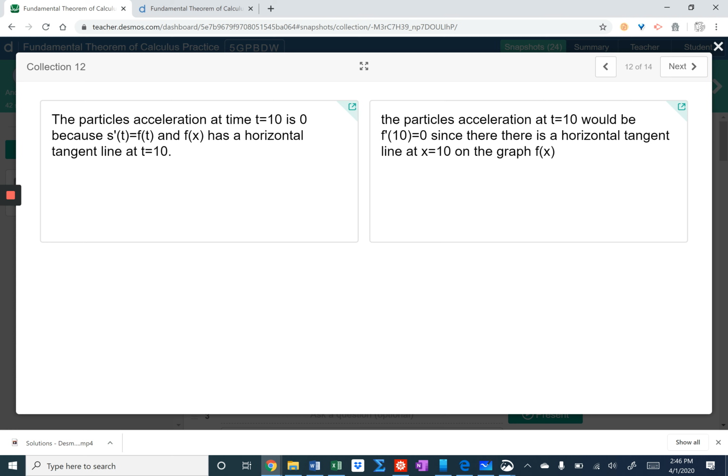What about the second one here? The particle's acceleration at t equals 10 would be f prime of 10 equals 0, since there's a horizontal tangent line at x equals 10 on the graph of f of x. Okay, so in the previous response, the person had mentioned that the velocity was f, and so now they're saying the acceleration is going to be f prime. So this is okay. This is acceptable. And they tell us that there's a horizontal tangent line at 10, which is also something that indicates how we know, as the other person did here, that the slope is 0, and so the acceleration is going to be 0.